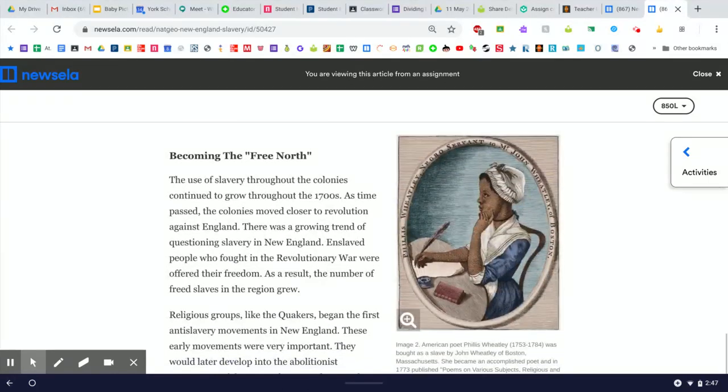This section's titled "Becoming the Free North," and the Free North is in quotes, so we know it's a title of something. It's a name that comes from somewhere. Let's read to find out where it comes from.